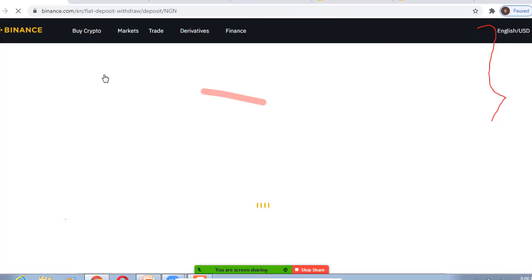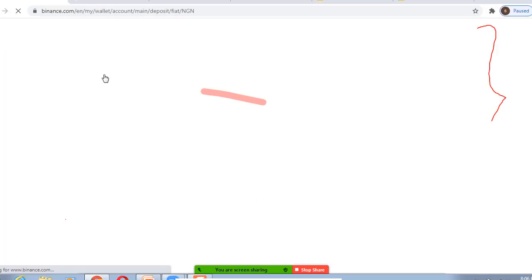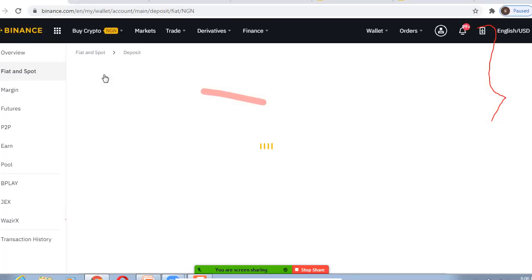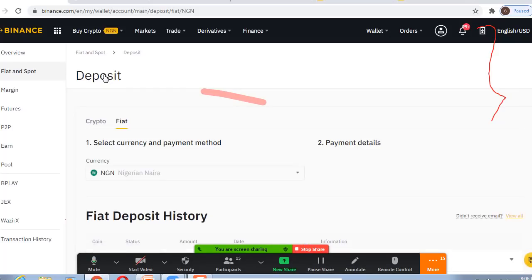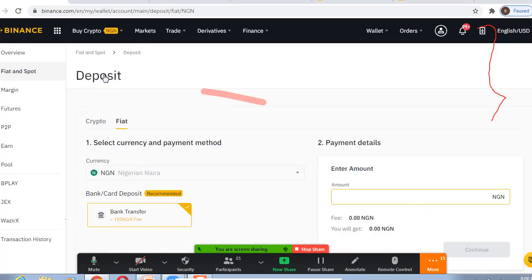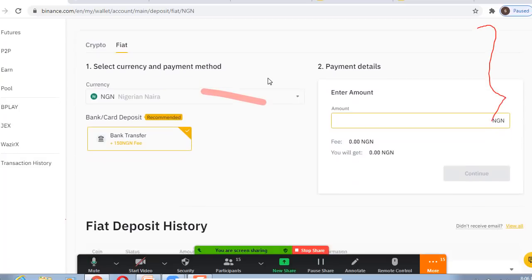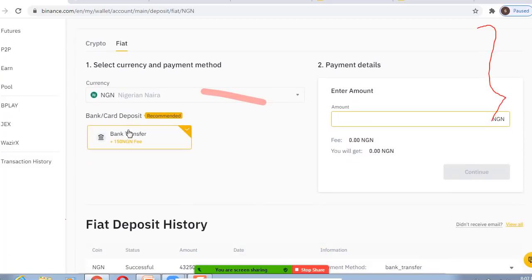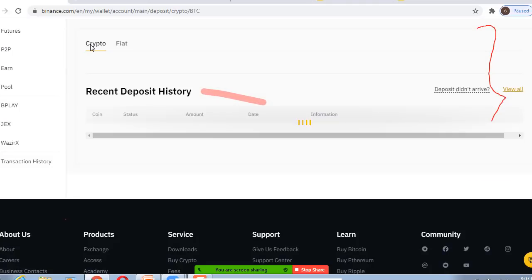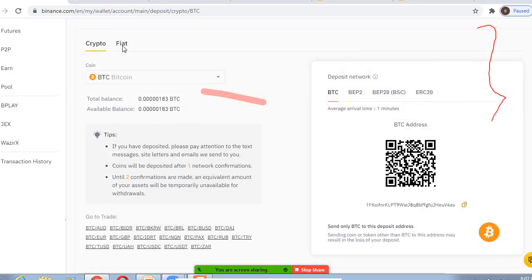Once I click on bank deposit, I have to make my app ready so I can do the transfer here. You see it, and it will reflect. As I wait for it to reflect, I'll be taking your questions as well. So what I will do here is I want to deposit Naira. Very important. Now you have to choose fiat. This is crypto. I have to choose fiat.